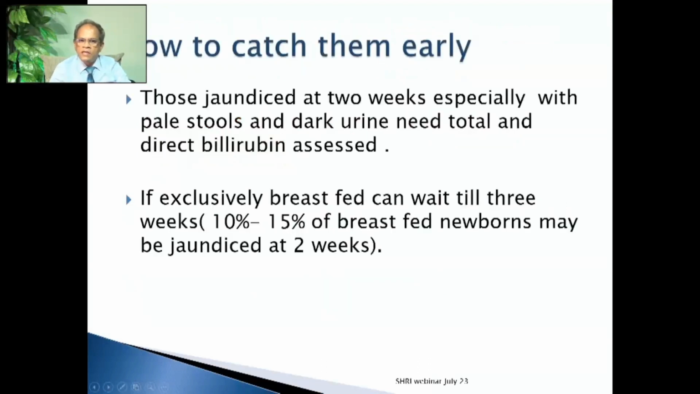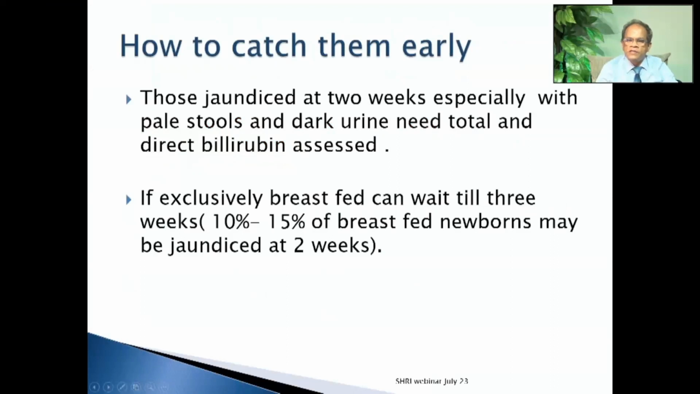So to catch them early, those who are jaundiced at 2 weeks, especially those who have pale stools and dark urine, which almost clinically confirms the diagnosis of obstructive jaundice, need a bilirubin. So if you have jaundice with dark urine and pale stools, you need to do a bilirubin level immediately. But if it is jaundice beyond 2 weeks, you still need to do a bilirubin, the direct fraction. And you can delay it by about a week if the child is exclusively breastfed, because their physiological jaundice might last a little longer.